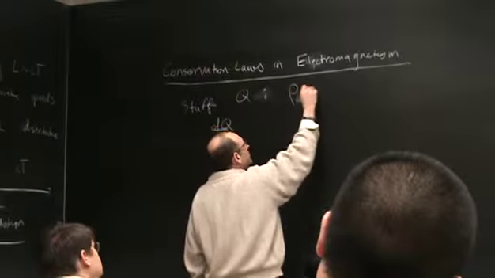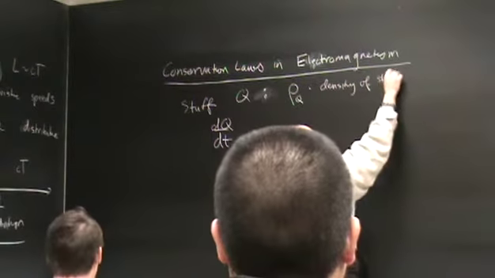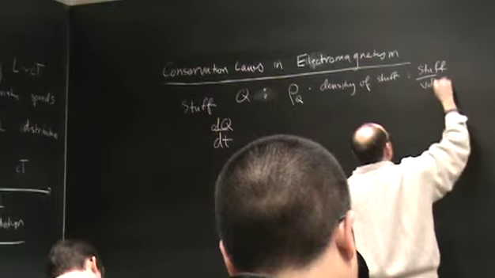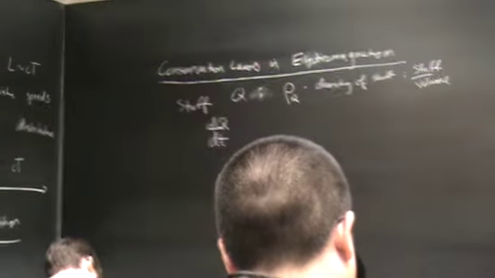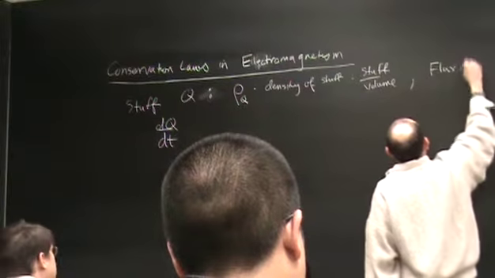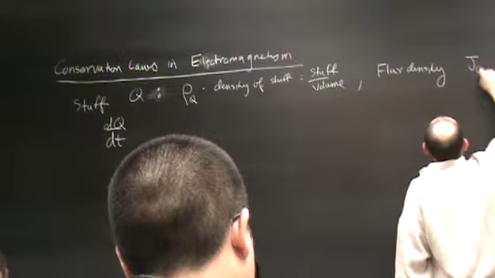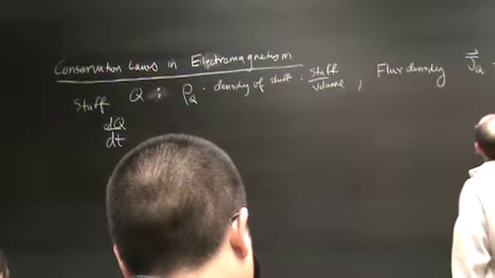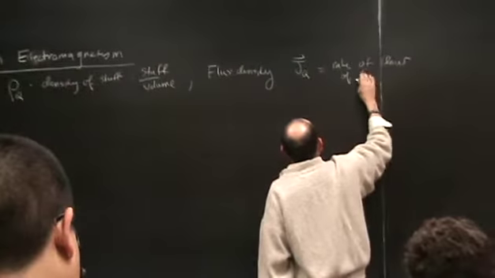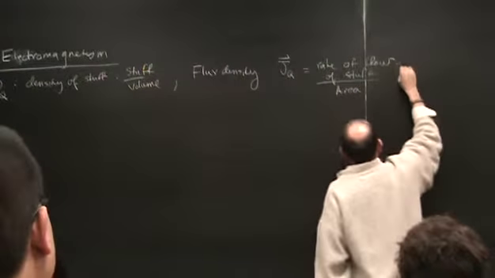First thing I'll define is rho sub q is the density of stuff. That is the amount of stuff per unit volume. And the flux density, which I'll call J sub q. This is the rate of flow of stuff per unit area in some direction.